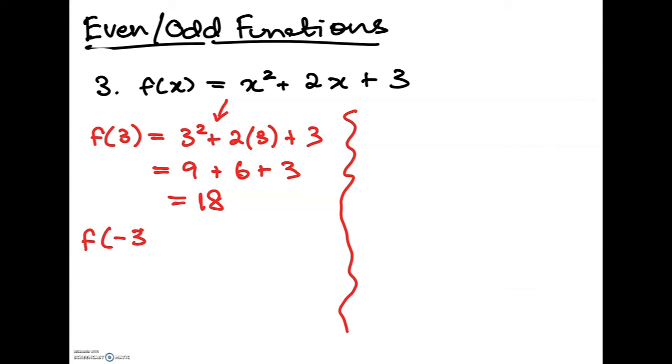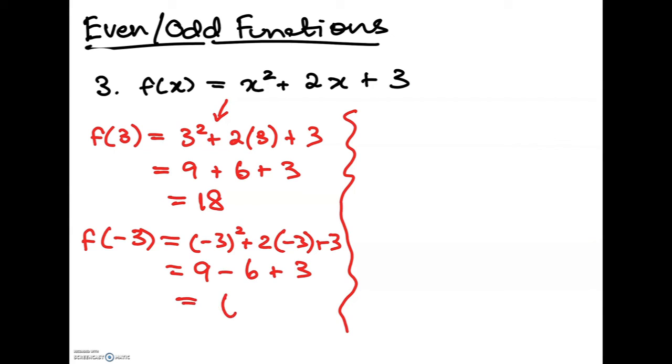Now let's do f of negative 3. So if we do f of negative 3, we're going to get negative 3 squared plus 2 times negative 3 plus 3. If we simplify that, we will get positive 9 minus 6 plus 3. So in this case, our final answer is going to be 6. So our answer for positive 3 was 18, and our answer for negative 3 is 6.